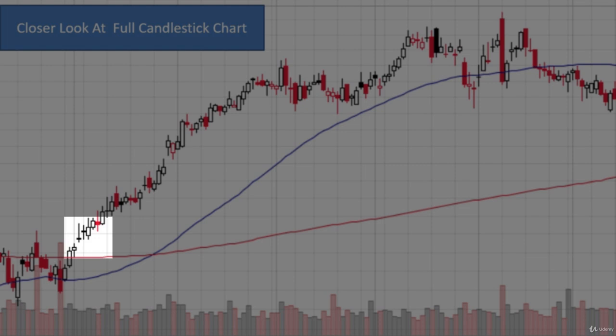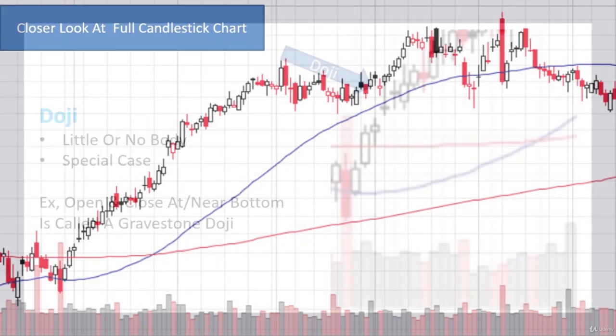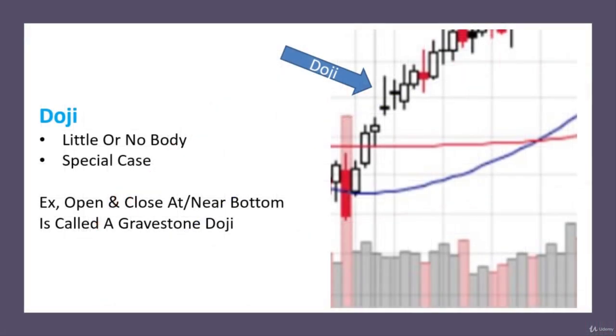You might see a candlestick that has a very long top, but not much difference between open and close. So it has a very small body, almost like a line across. That's actually called a doji, and it's something we trade around. It's a candlestick with little or no body, and it's a special case. It's where the open and close occur at or near the bottom. If it happens near the bottom, it's a gravestone doji. This is an example of a gravestone doji, occurring more towards the bottom. It would be a different name if the same thing happened at the top, with the open and close near the top.